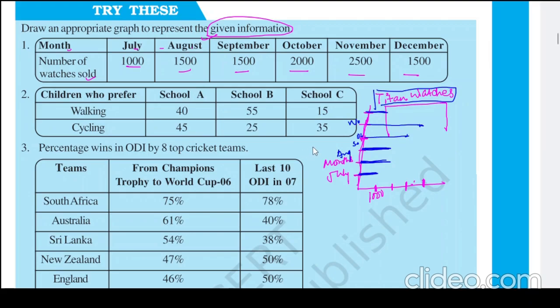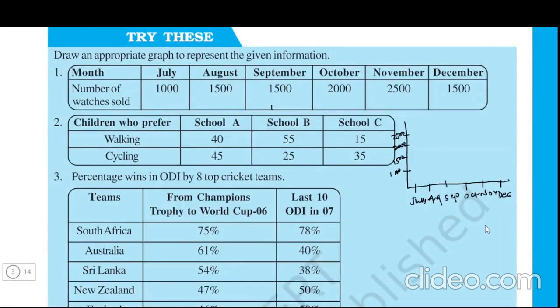You can also show this in a table, where you put months here: July, August, September, October. So we were discussing how we can have the same representation where the months are on the x-axis, that is the horizontal axis, and the number of watches sold are on the vertical axis, that is the y-axis. So in July, your bar chart will be like this.